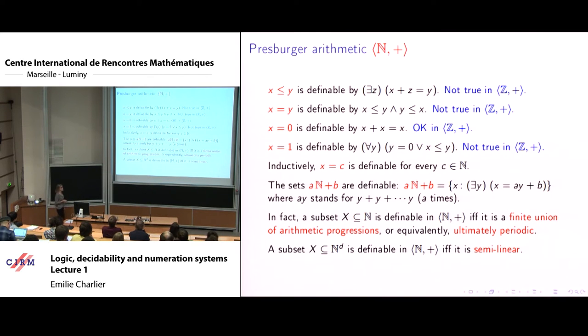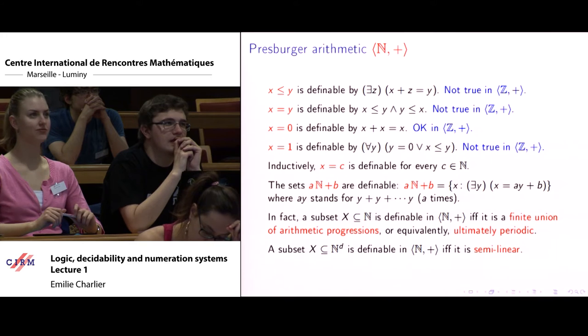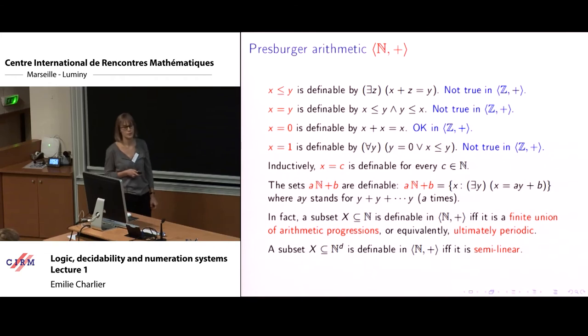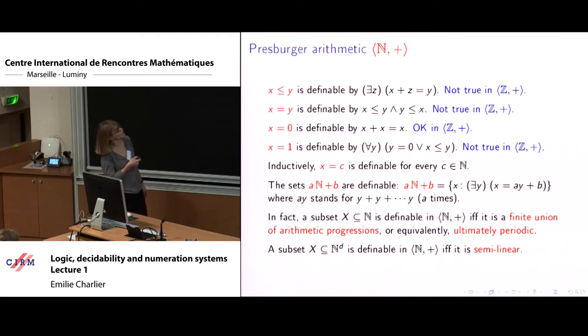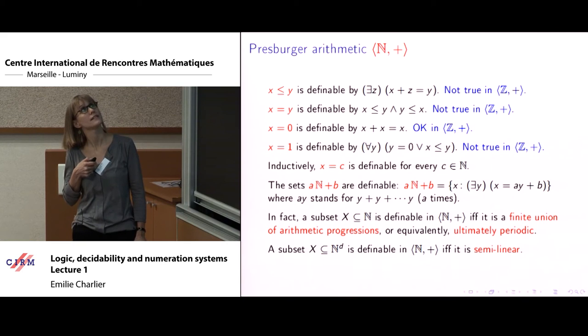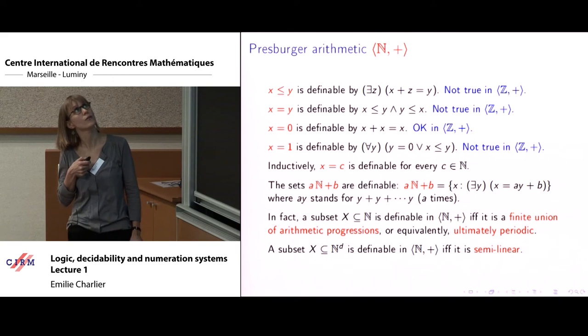So Presburger arithmetic: we are interested in sets of integers, and you just take the addition as a relation on your set of integers. And so what can be defined in Presburger arithmetic? We have just the relation plus, and with plus and the domain N, we are able to define the order on elements. So x less than or equal to y is definable in Presburger arithmetic by this formula: there exists some element z in the domain N such that x plus z is y. It exactly means that x is less than or equal to y.